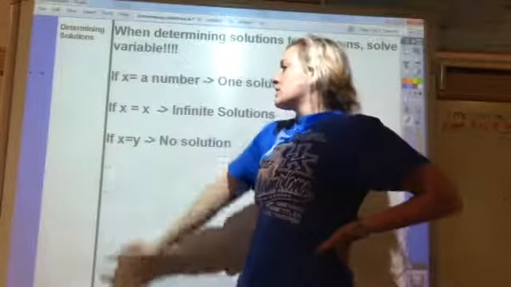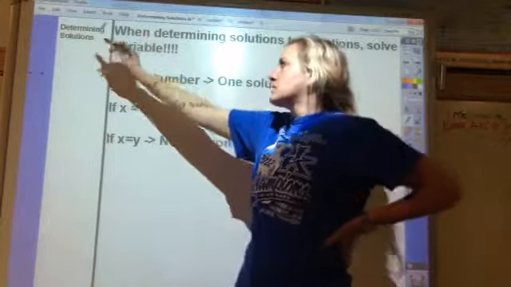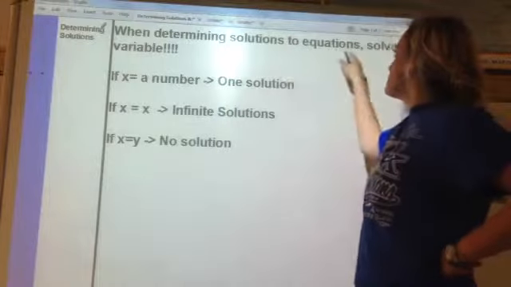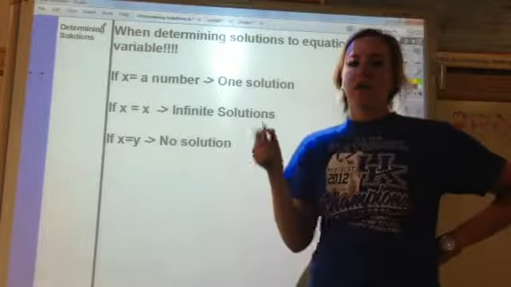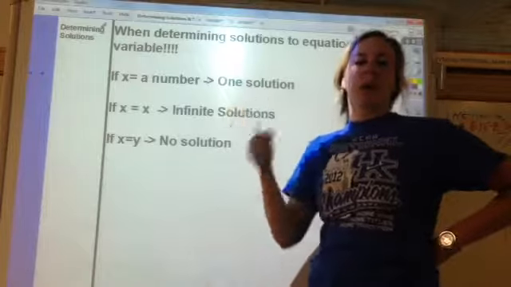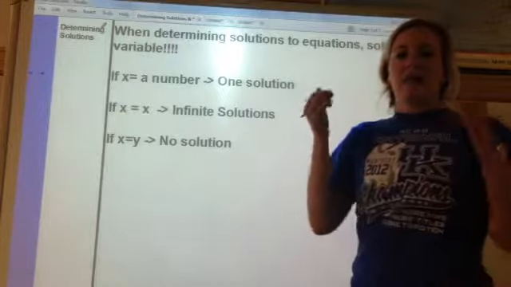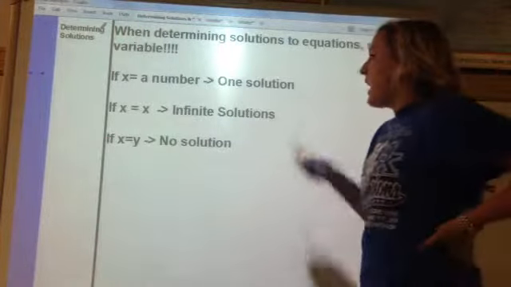Alright, so on your notes page, go ahead and draw your line. In the top left hand corner, go ahead and write determining solutions. So, when determining solutions to equations, solve for your variable. Try to find the value of x or y or whatever the variable is in the problem. And just remember these rules.